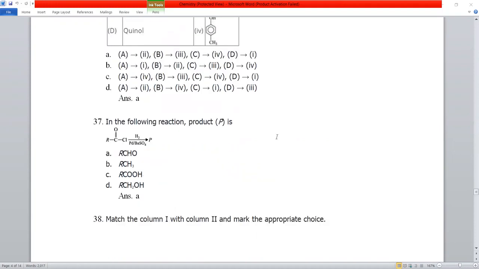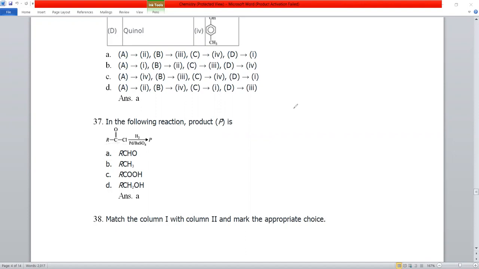Question number 37, students, one of the famous name reactions, the Rosenmund reaction: acyl chloride treated with Lindlar catalyst. What do we have to remove here? You have to remove the chlorine and keep the hydrogen. We can call it the Rosenmund reduction. This is the aldehyde we get. So option A is the correct one.